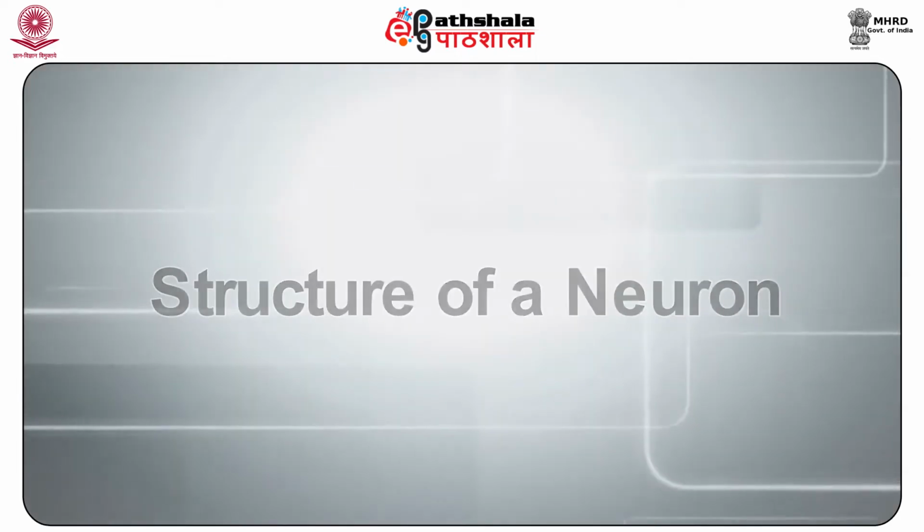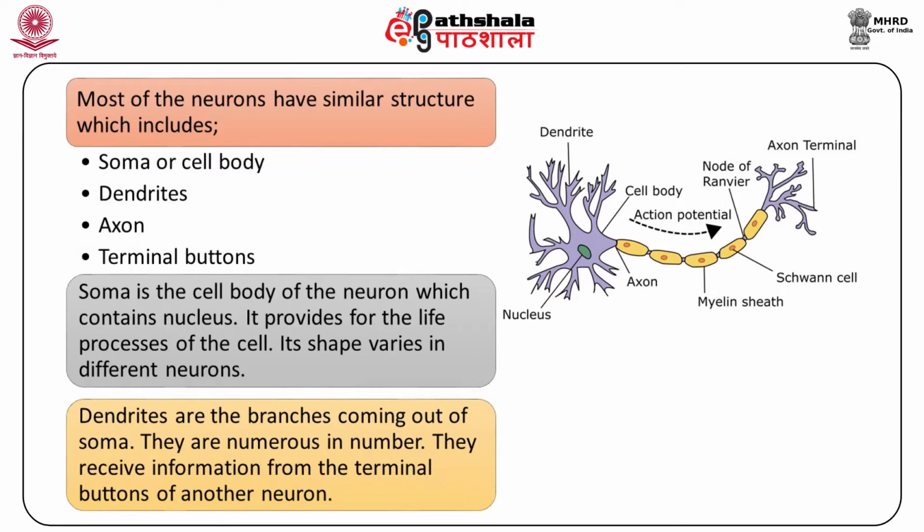Structure of a neuron. Most of the neurons have similar structure, which includes soma or cell body, dendrites, axon, and terminal buttons. Soma is the cell body of the neuron which contains the nucleus. It provides for the life processes of the cell. Its shape varies in different neurons. Dendrites are the branches coming out of the soma. They are numerous in number.